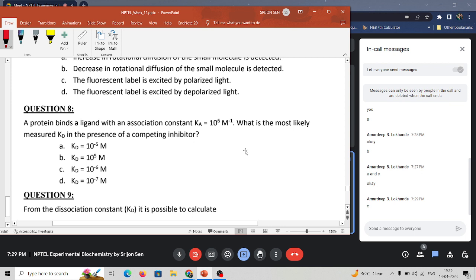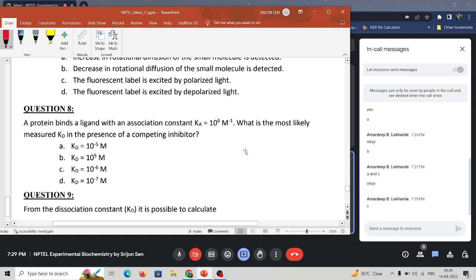So possibly B is not the right option. 10 to the power 5 molar, that is not right. So 10 to the power minus 6 would have been if there was no inhibitor. So option A or D. Okay, so when there is a competing inhibitor, you see the Kd value increase. So the right answer is your A.